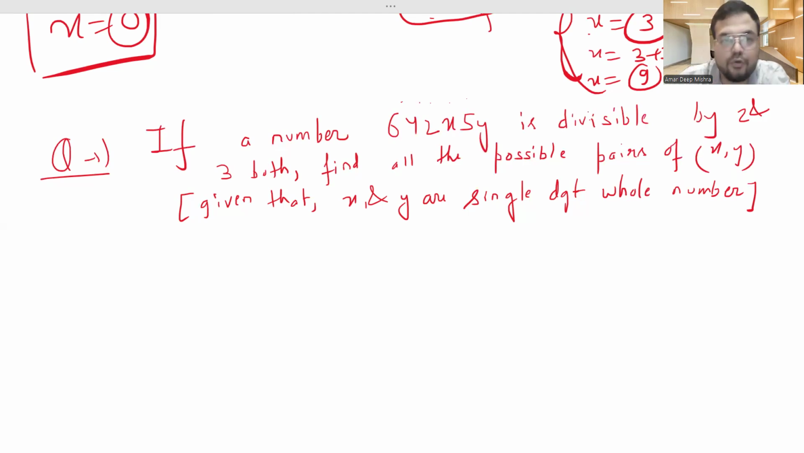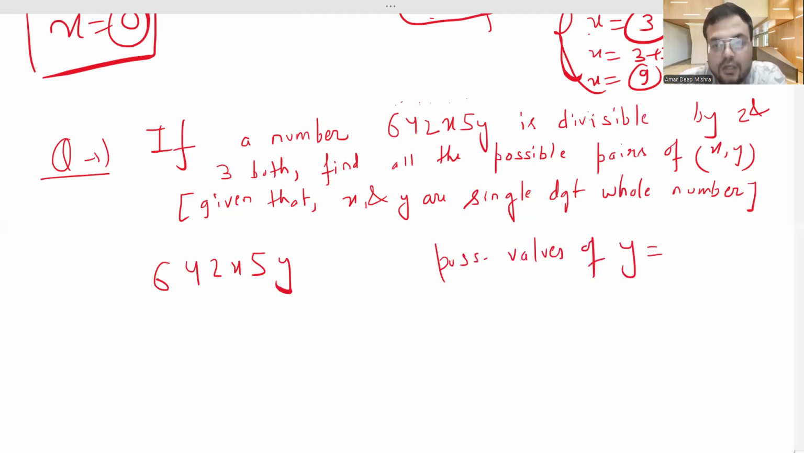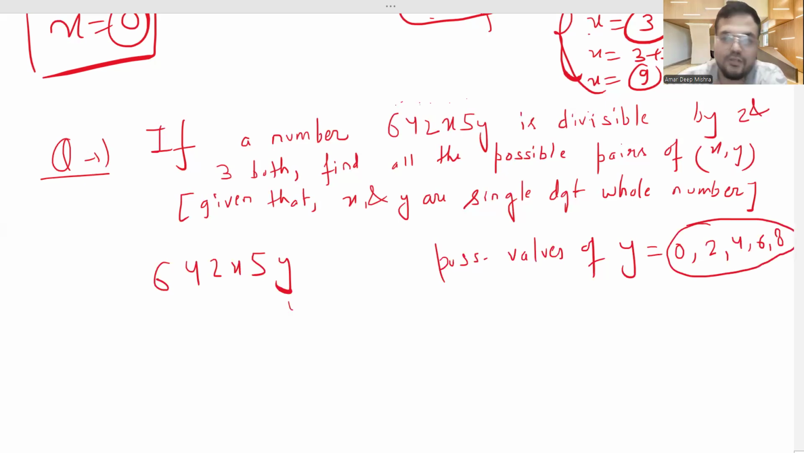So this number is 642x5y, and it is divisible by both 2 and 3. To make it divisible by 2, the possible values of y would be what? Y would be 0, 2, 4, 6, 8. These are the possible values of y, because y has to be an even number, either 0 or 2 or 4, 6 or 8.